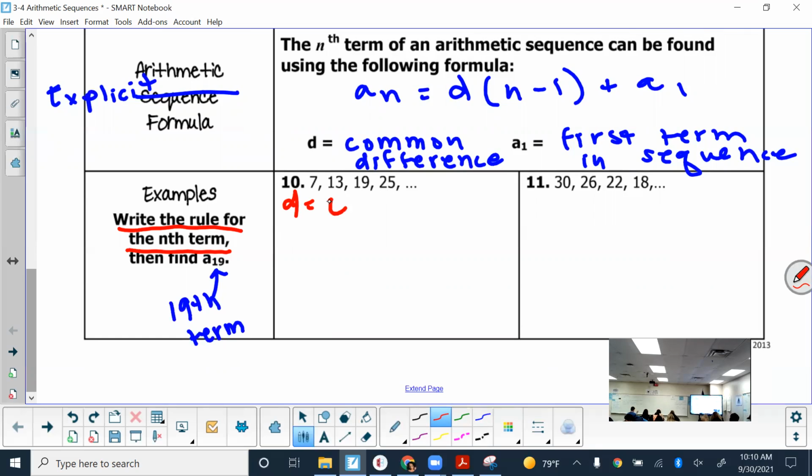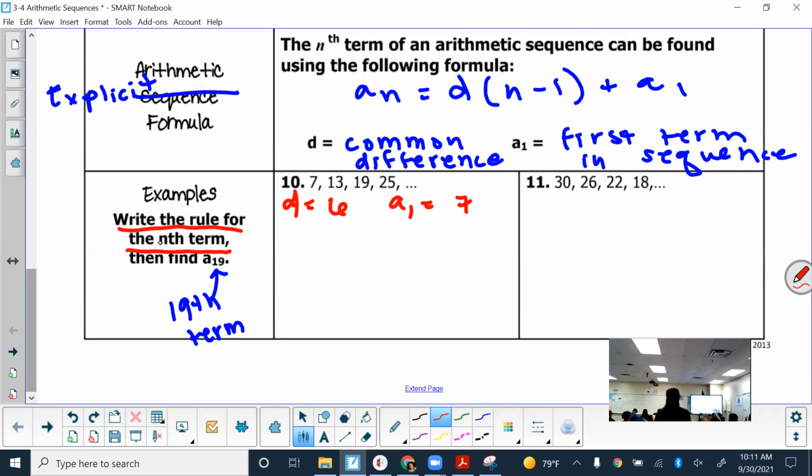6, and it's positive, so make sure it looks positive. And then a sub 1. What's my a sub 1 in this problem? 7, because it's your first term of the sequence, is what a sub 1 is. All right, I think identifying those first is a good strategy, because then all you have to do is just plug them into your formula.